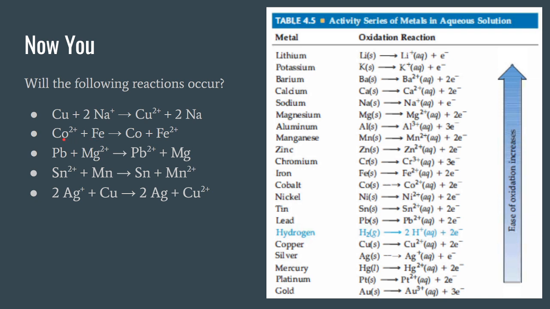Iron and cobalt. Is iron metal above cobalt, the ion? Well, here's iron, and just below it we have cobalt. Therefore, yes, that reaction will occur as written. Iron wants to be oxidized more than cobalt does.